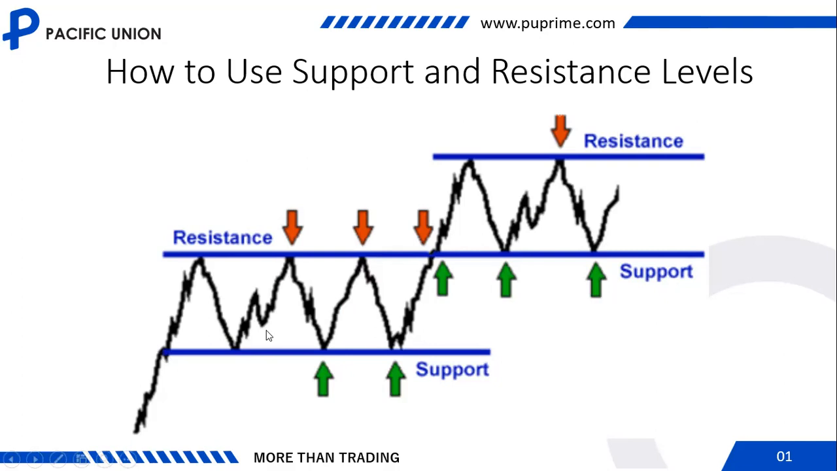And one thing that I like to tell people is that you could see this as a kind of tug of war. At the support region, the people that are willing to buy push the price up, and at the resistance, the camp that resists are the ones that are willing to push the price down by selling.